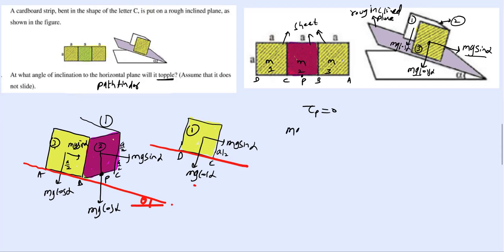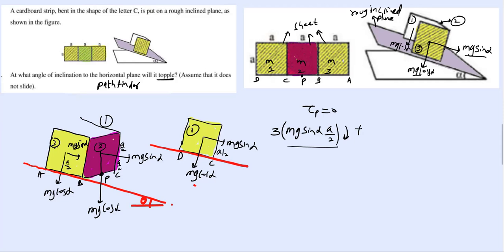So mg sin alpha into a by 2. Due to all three sheets, there will be torque due to mg sin alpha. Due to mg sin alpha, there'll be torque about point P. The mg sin alpha of sheet 1, of sheet 2, and of sheet 3 will all set up torque about point P, each equal to mg sin alpha a by 2. Since three mg sin alpha are there, it is 3 mg sin alpha a by 2, and this will be clockwise.